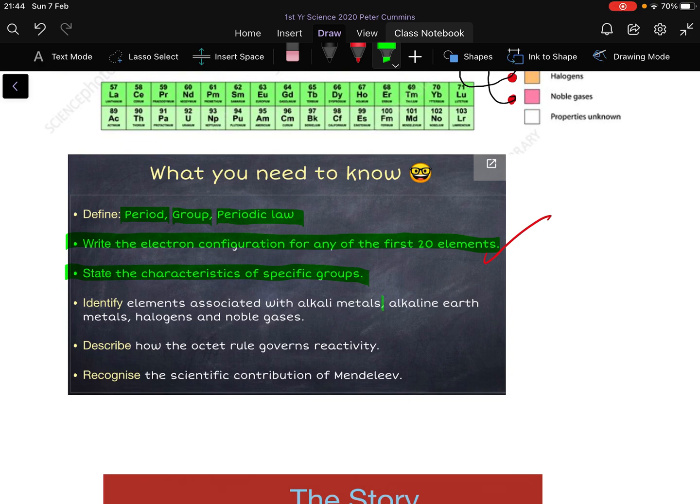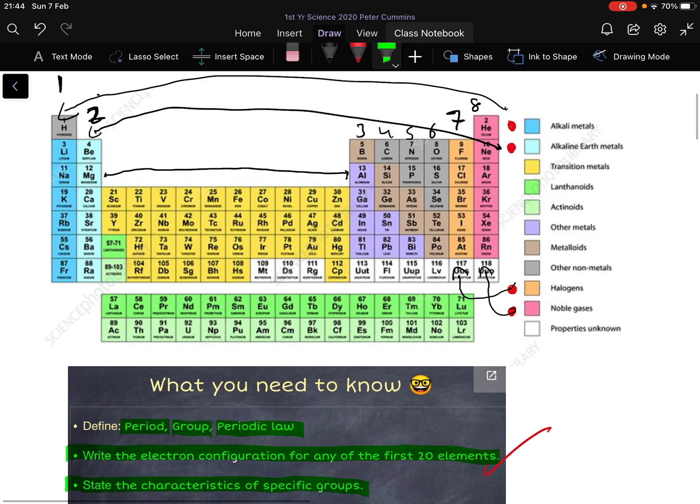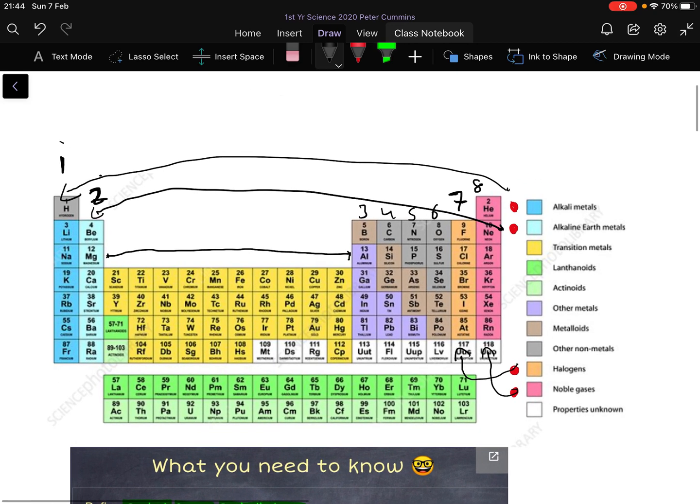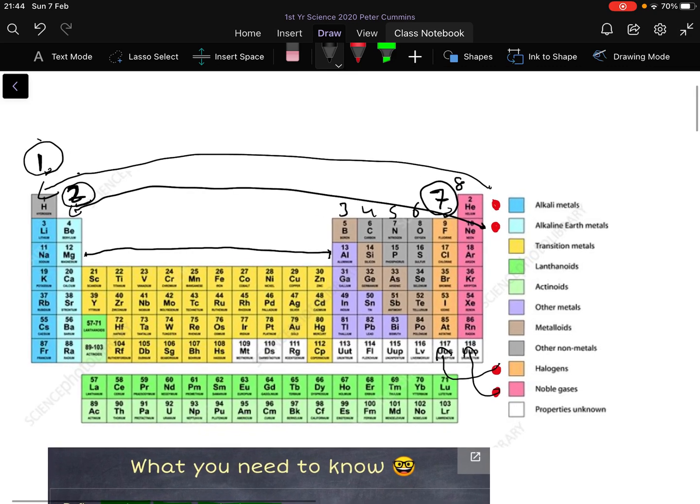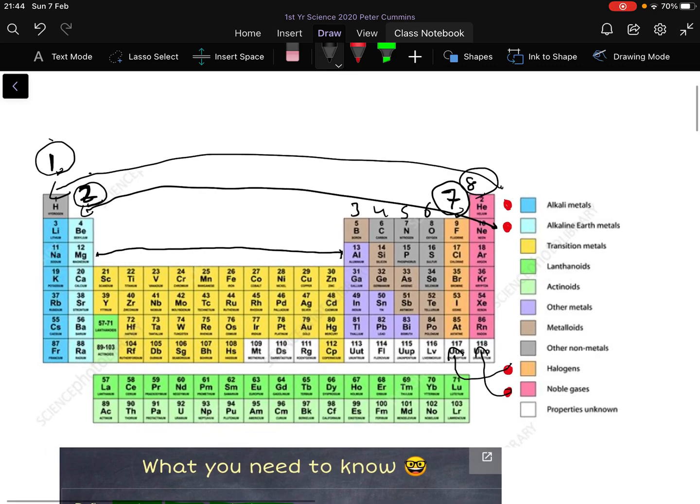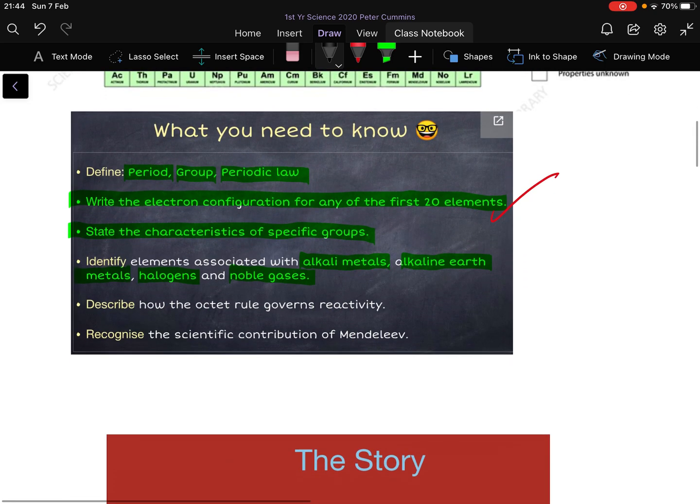Identify the alkali metals, the alkaline earth metals, the halogens, and the noble gases. Now, it just so happens, before we start, I'm just going to back up and have a look at the ones I asked you to highlight. The alkali metals, the alkaline earth metals, the halogens, and the noble gases. You'll see that these ones here are your alkali metals. These ones here are your alkaline earth metals. These, question 7, are your halogens, and 8 are your noble gases. So we've kind of done that already.